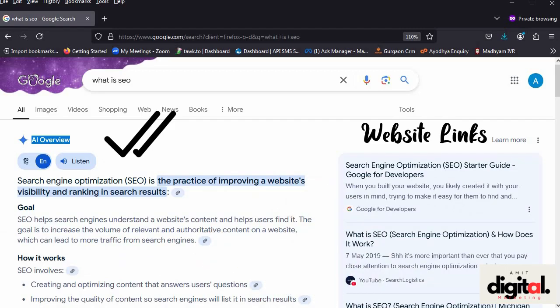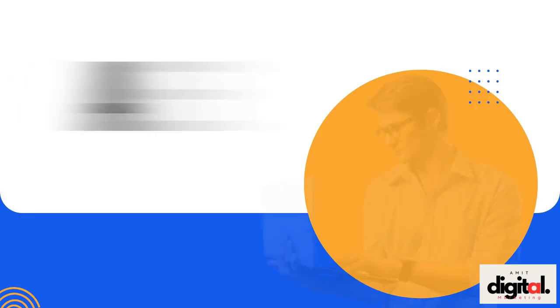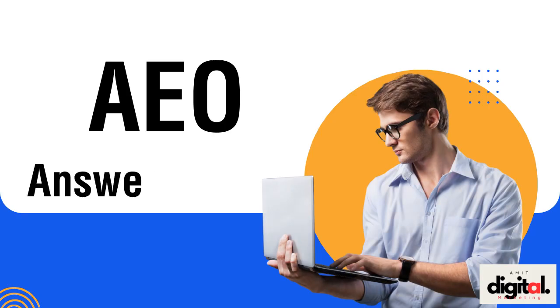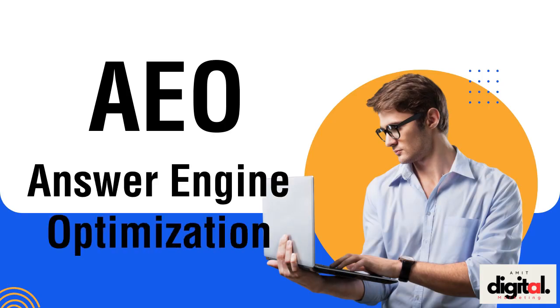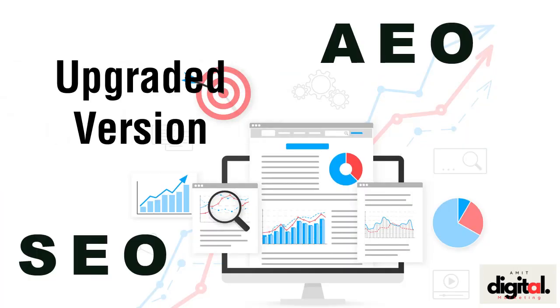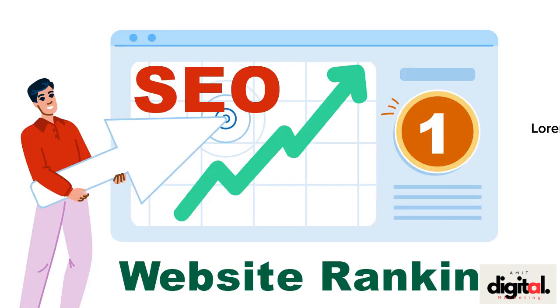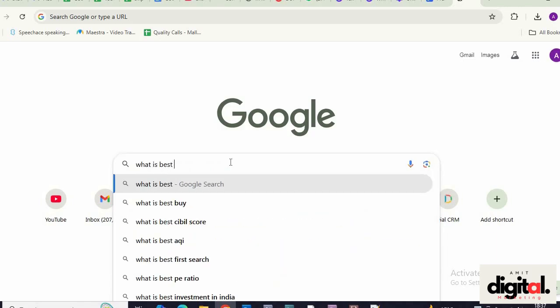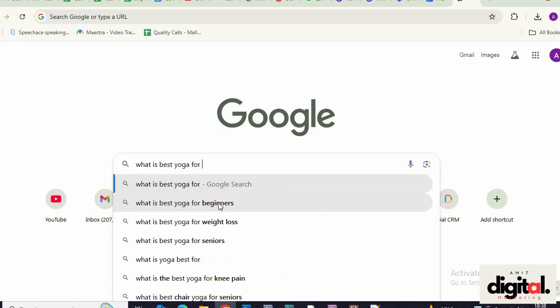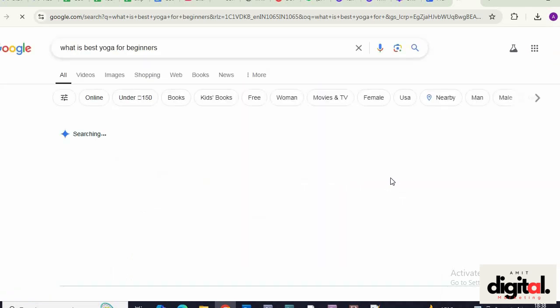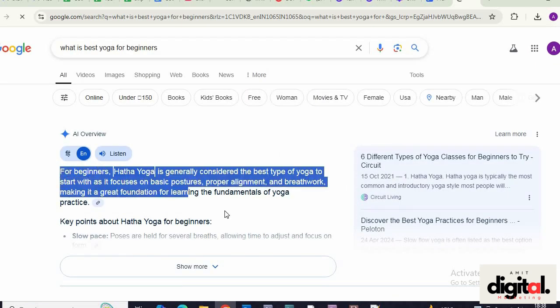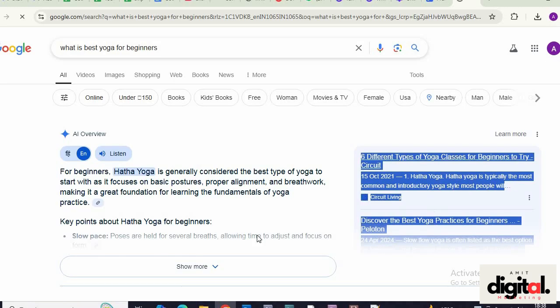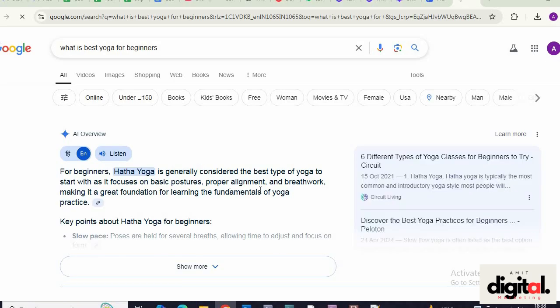Let's understand first what is AEO. AEO means Answer Engine Optimization. It is an upgraded version of SEO. In SEO, your website was ranking, but in AEO, Google will find the best answer from your content and display it in a featured snippet. Instead of ranking your website, it will show your content as the direct answer, like Siri and Alexa.